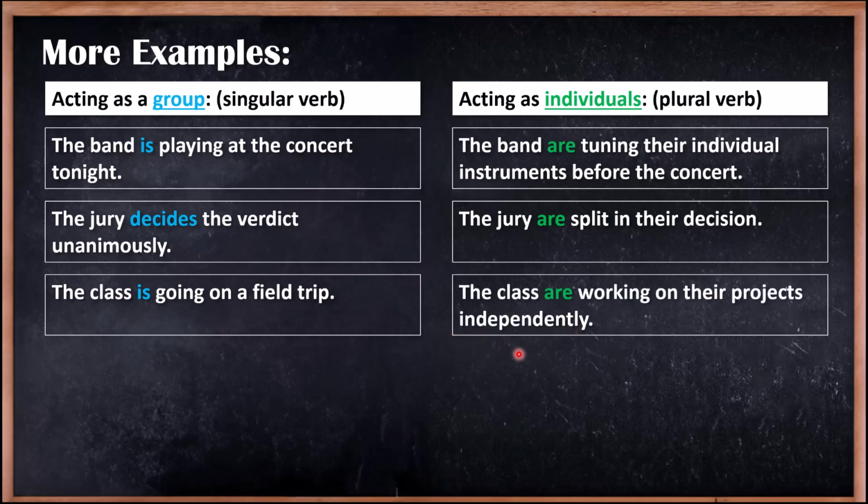The class are working on their projects independently. Let's say it's a science class. Some students in the class are writing essays. Other students are doing experiments. They are working on their projects independently and not together. And in this case, we could use the plural verb are instead of is working.